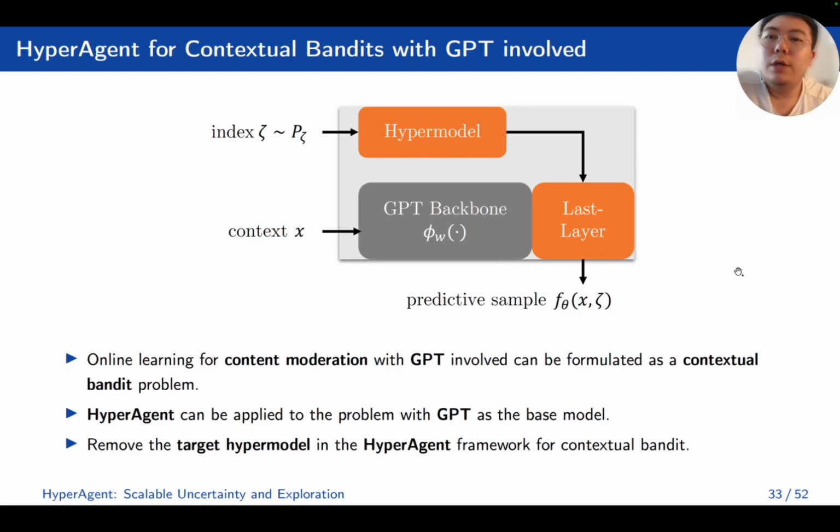And also for the contextual bandit case to involve natural language, for example, in content moderation environments, we augment the GPT backbone with our hypermodel to make an uncertainty-aware reward model, and then it will work very well in the online automatic content moderation problem, just as I mentioned in the beginning. Okay. And the algorithm is contextual, so we don't need the target value as mentioned previously. So everything else is the same.